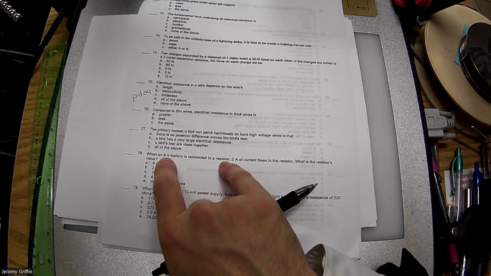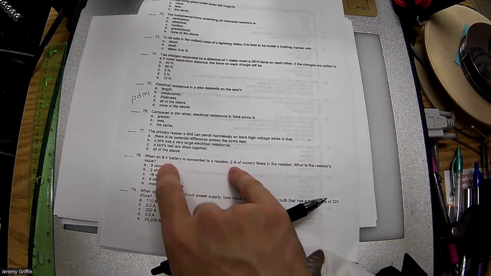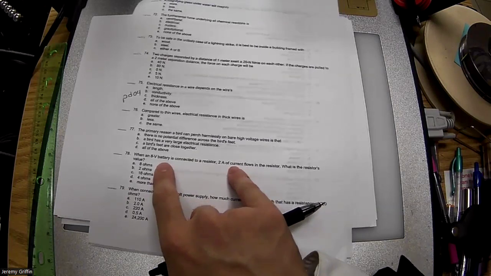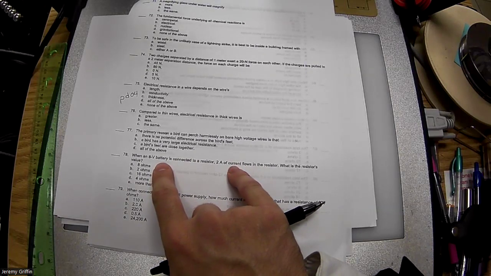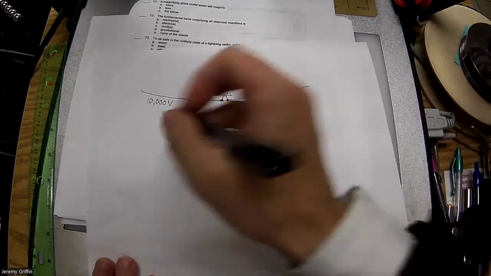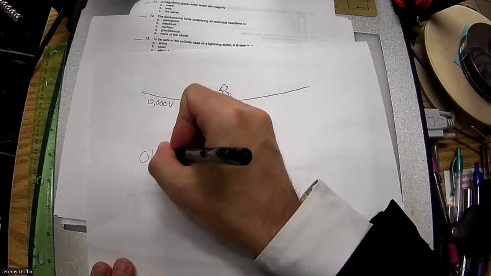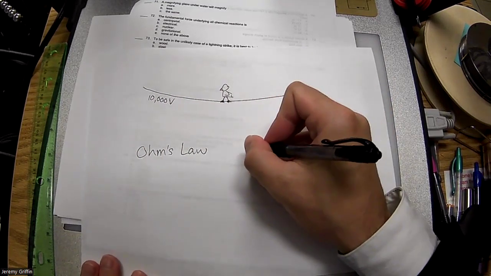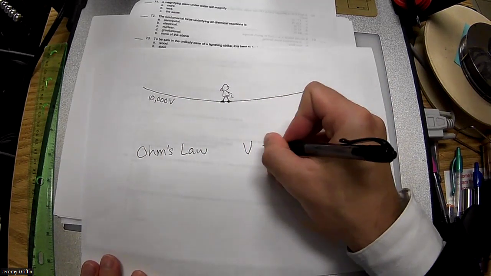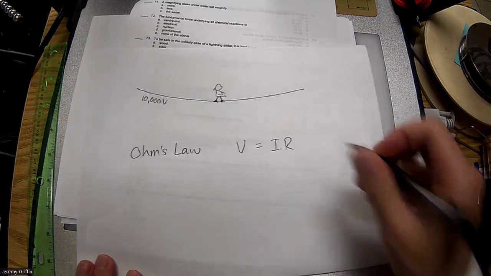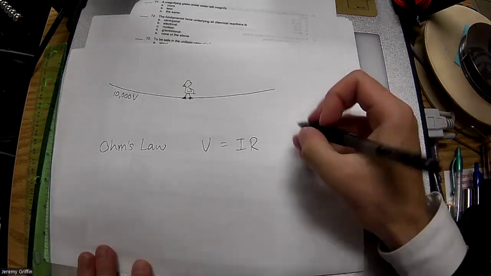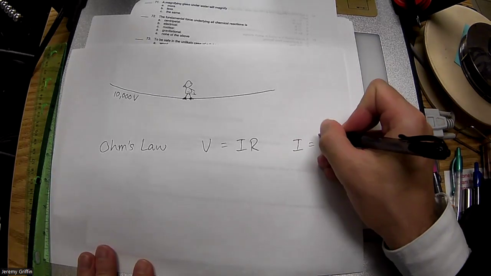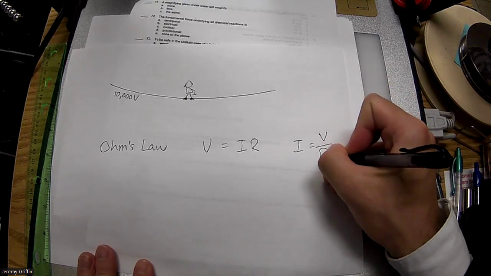When an 8-volt battery is connected to a resistor, 2 amps of current flow. What is the resistor's value? I'll show you guys a couple of formulas here. You guys remember Ohm's law? This is probably good to put on your study guide. You could do V equals IR, or more often than not, I like the fraction form of it. The current that flows is equal to the potential difference, voltage, over the resistance.